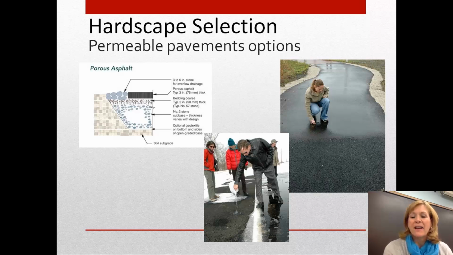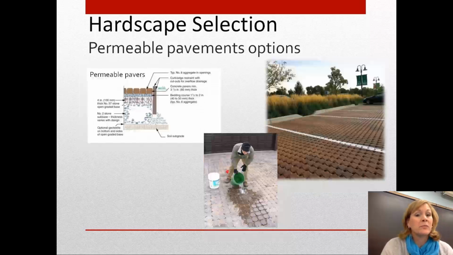On the right-hand side is the traditional asphalt, and you can see that it's wet and there's actually ice on top of it as well. So depending upon the climate you're in, it may be an option to avoid having to deal with some of the icy conditions that get created during the winter time.